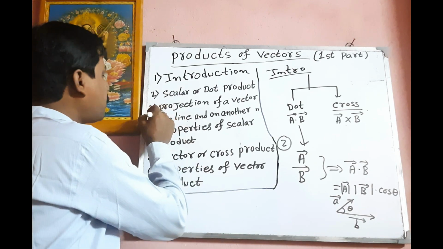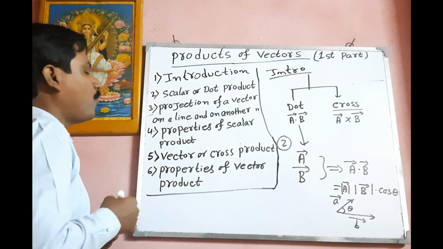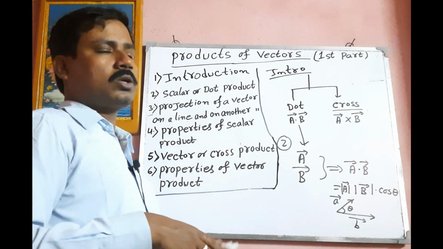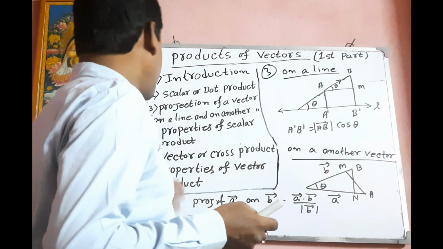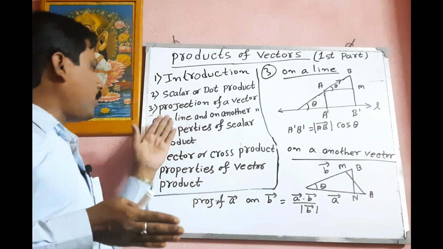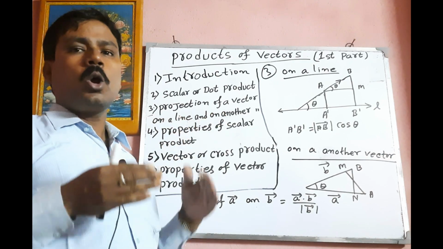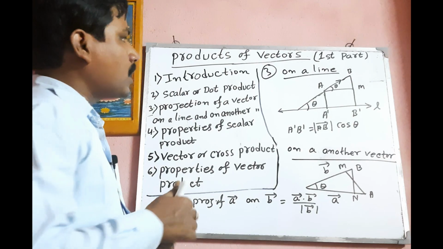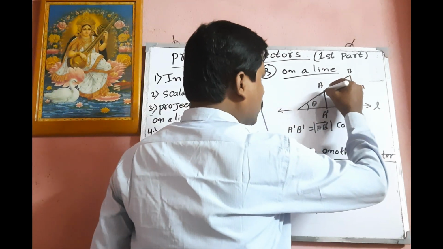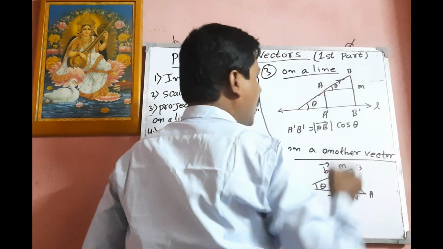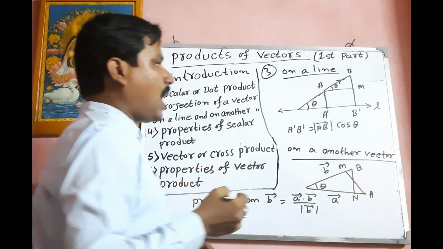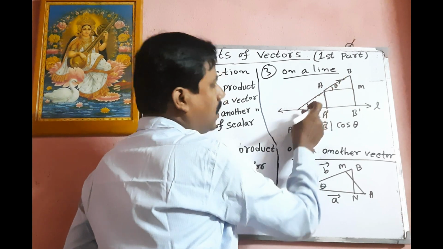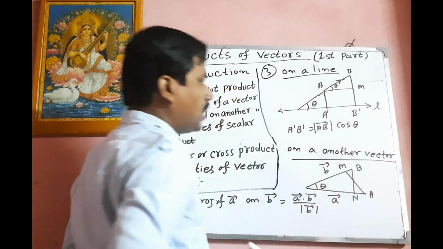Now we move to the third part, that is the projection of a vector on a line or on another vector. The third part of today's discussion, the projection of a vector on a line or on another vector. So first, on a line. Suppose AB is a vector, any kind of vector AB, and theta is the angle between the vector AB extended and the straight line L.